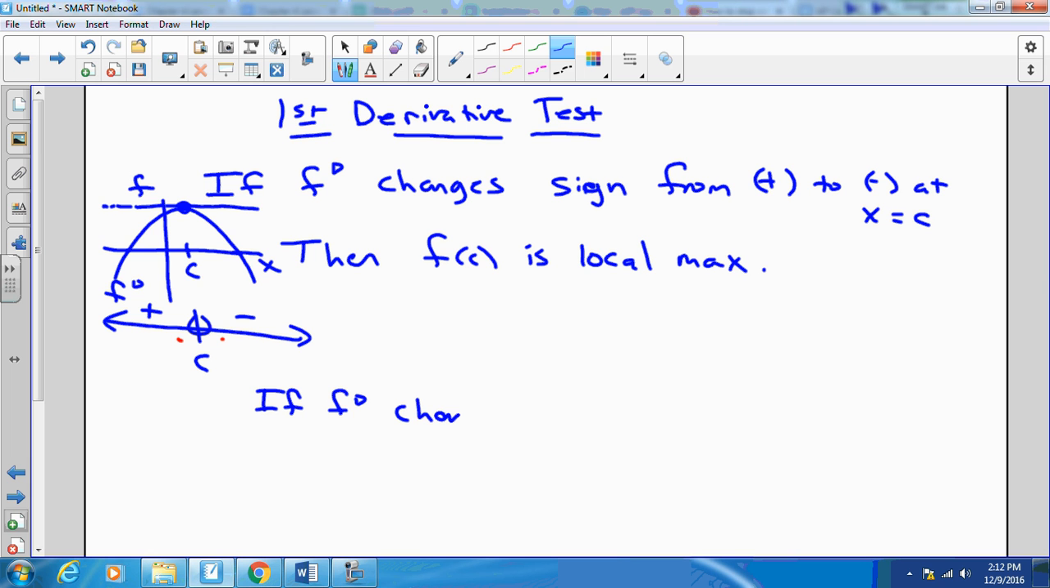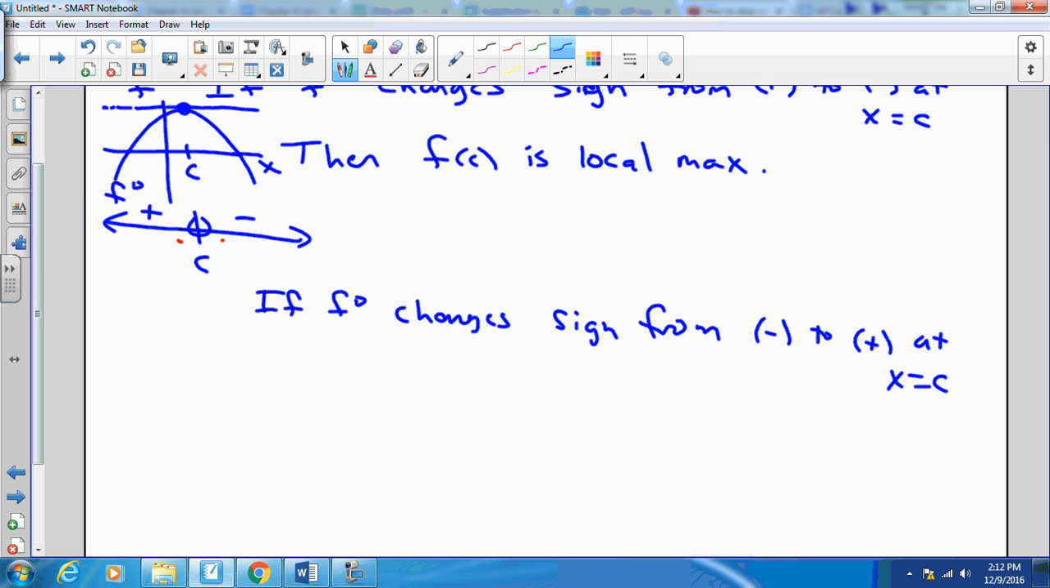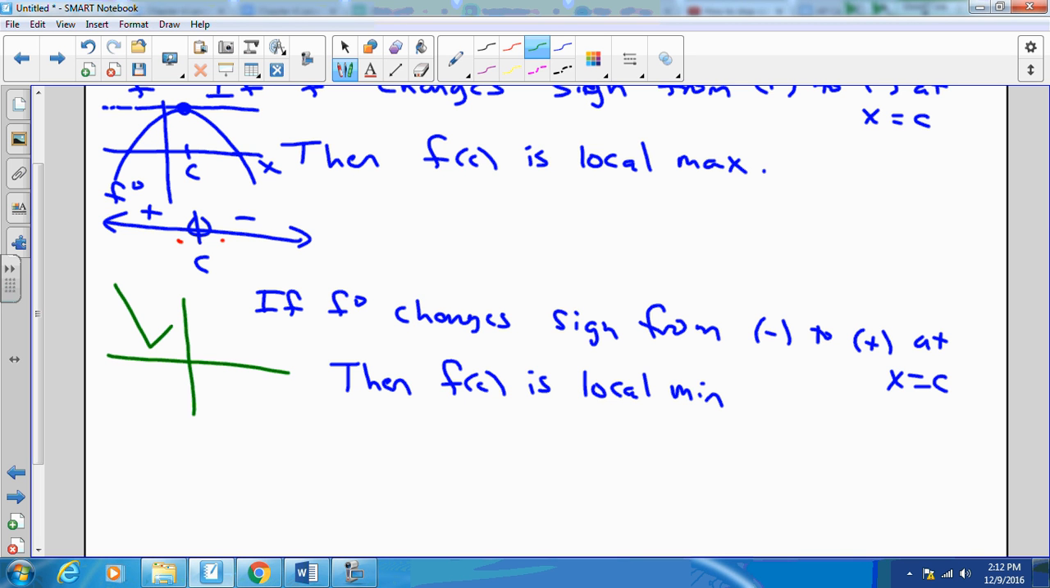Likewise, if f prime changes sign from negative to positive at x equals c, then f of c is a local min. And here we can have a graph that looks like this. And I deliberately created a graph here where, let's call this g, since it's a different function from our f right there, g prime of c does not exist.